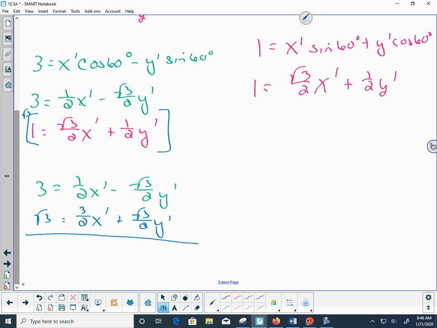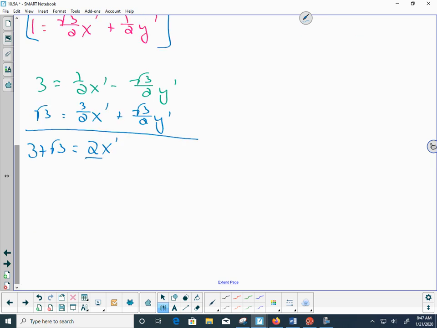When I add 3 plus the square root of 3, I'm just going to write 3 plus the square root of 3. They're not like terms, I cannot combine them. 1/2 plus 3/2 would be 2. And then these are opposites, so they'll be eliminated. Divide both sides by 2. So the new x is equal to 3 plus the square root of 3 over 2.